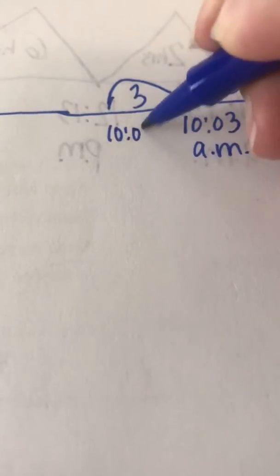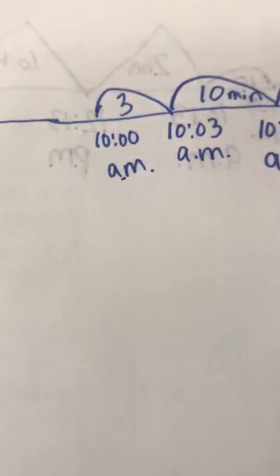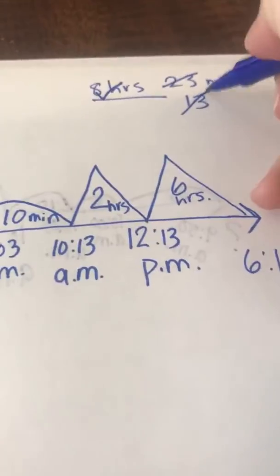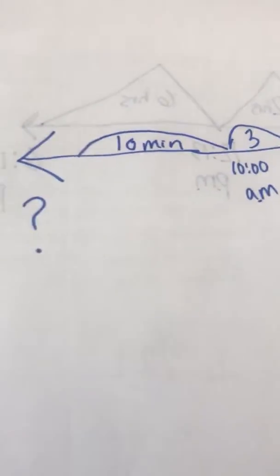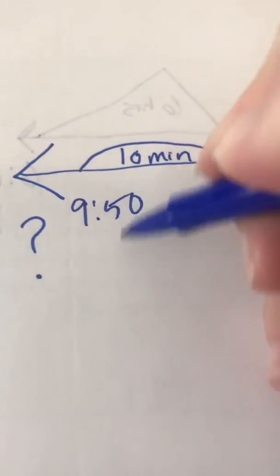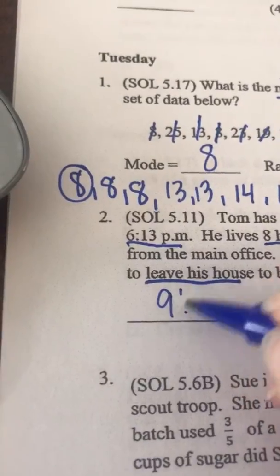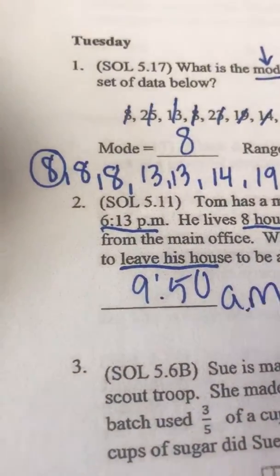Okay, and then in order to comfortably make the next hour, I'm going to jump 3 minutes. So now I'm at 10 a.m. Okay, so I jumped those 3 minutes. That means I only have 10 minutes left. I think we can do the final jump of 10 minutes. So 10 a.m., take away 10 minutes, puts me at 9:50 a.m. So Tom needs to leave his house at 9:50 a.m. in order to get to his meeting on time.